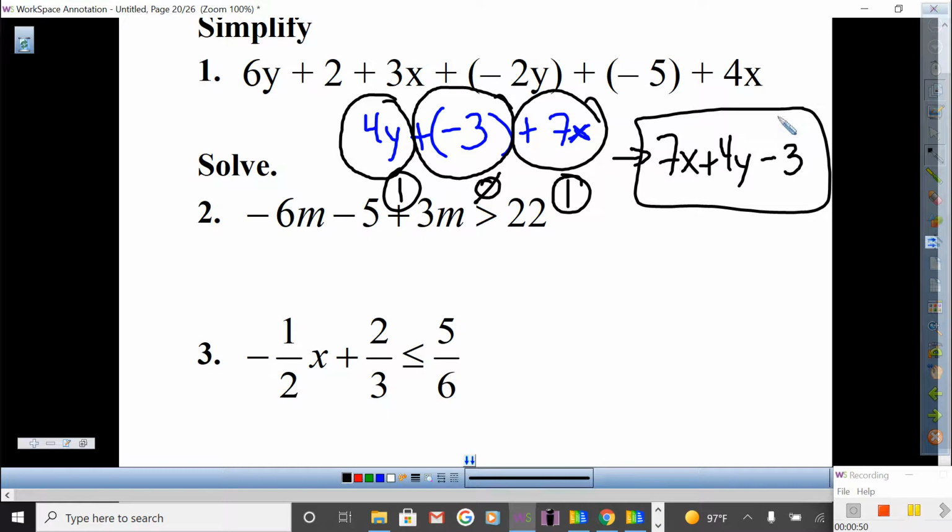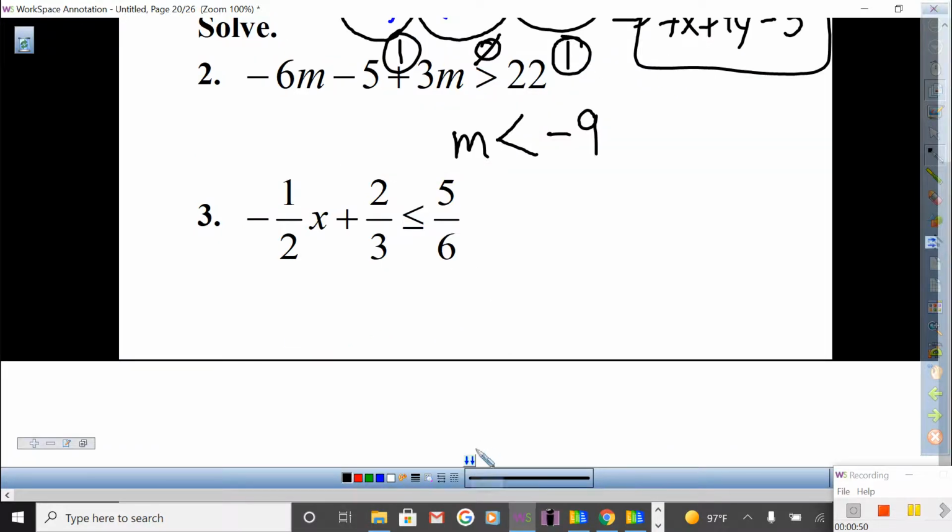All right, number 2. What do you get for number 2? How about Bella? What did you get? Negative 9. Less than negative 9. Hands up if you got that. Good. Some of you forgot to flip the inequality symbol. Remember, at the end when you divide or multiply by a negative, you flip the inequality symbol to the other side. Okay? All right. Bella, pass it to someone, please.